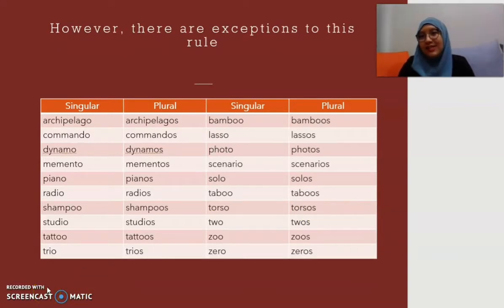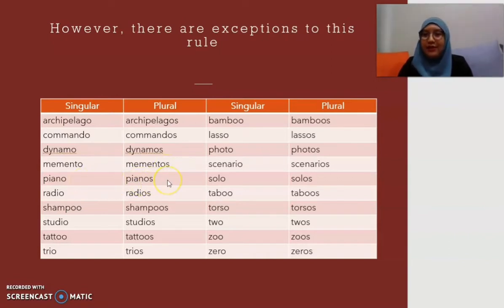However, there are special cases in the English language where the plural does not spell with es. You don't have to add es, just add s to words ending with o. For example, archipelago, archipelagos, you see the spelling, only add s, not es, as in the previous slide. Commando, commandos. Dynamo, dynamos. Memento, mementos. You can see memento has two different spellings for the plural. One with es, the other is just s.